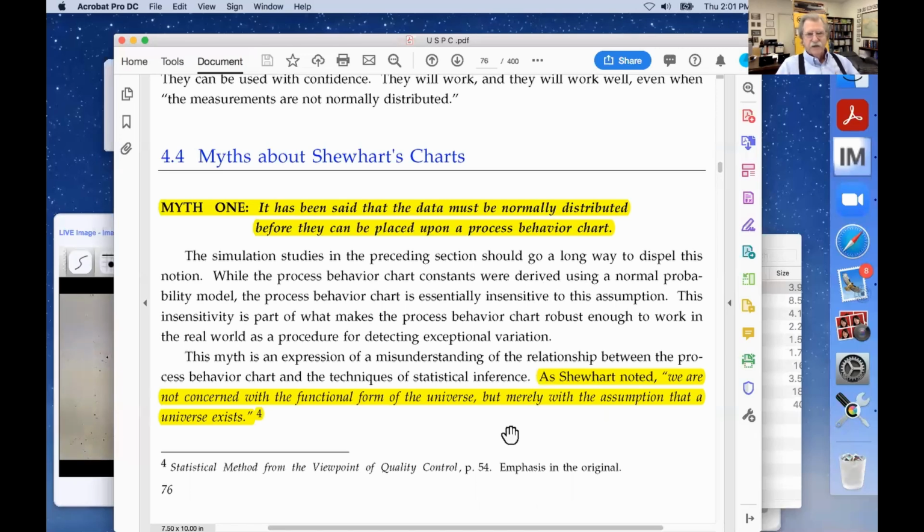Shewhart wrote in his second book, "We are not concerned with the functional form of the universe," that is the probability model, "but merely with the assumption that a universe exists." And the original is in italics. The italics are Shewhart's.